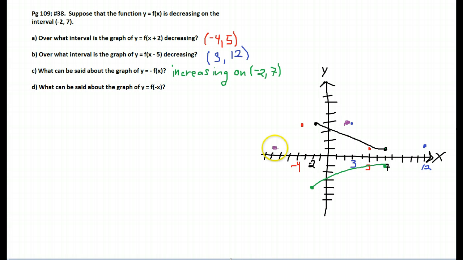And connecting my two purple dots, you notice this function is increasing on the interval from x equals negative 7 to x equals positive 2. So I would write increasing on (-7, 2). And there we have problem number 38.